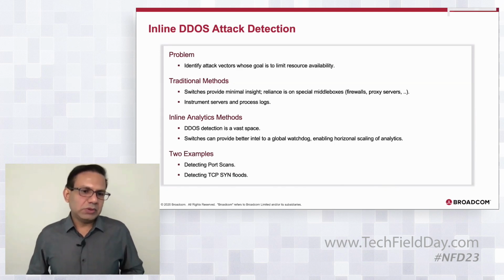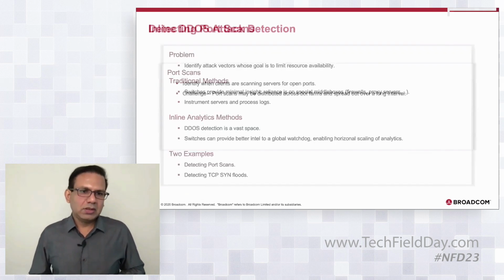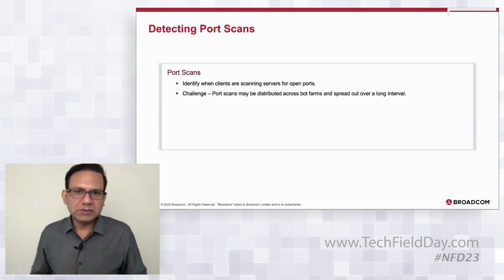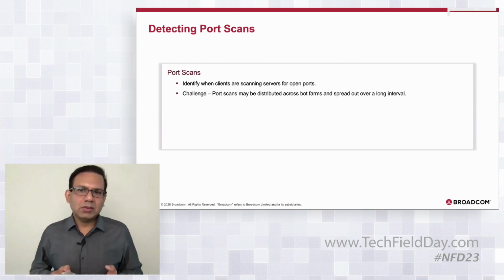And we'll take a look at 2 examples: detecting port scans and detecting TCP SYN floods. So what is a port scan? It's basically clients trying to see which ports are open on different servers, and you want to identify when clients are doing this. Now, the challenge here is that port scans may be distributed across bot farms. They may be spread out over a long interval. So it's not like someone is probing a server at a very fast rate using Nmap or something like that, but it's slow, distributed over a period of time. And the queries might be coming from different clients, not from the same client.